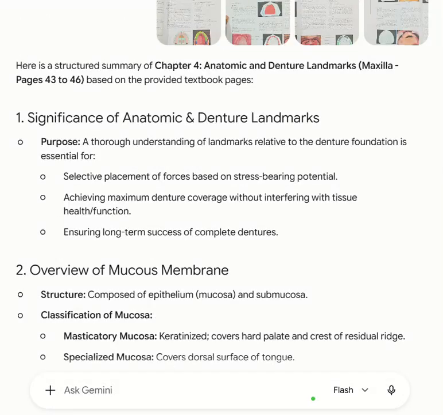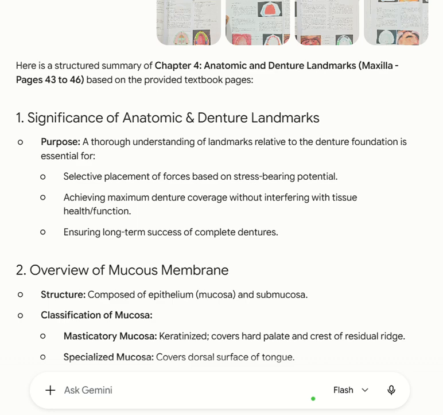Here is a structured summary of Chapter 4, Anatomic and Denture Landmarks, Maxilla, pages 43 to 46, based on the provided textbook pages. 1. Significance of anatomic and denture landmarks. Purpose: a thorough understanding of landmarks relative to the denture foundation is essential for selective placement of forces based on stress-bearing potential, achieving maximum denture coverage without interfering with tissue health and function, ensuring long-term success of complete dentures.